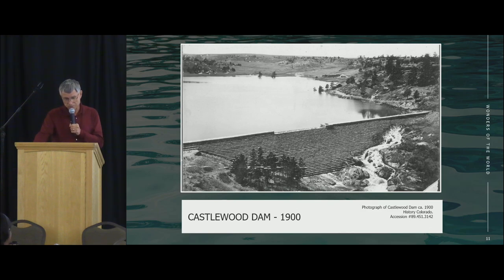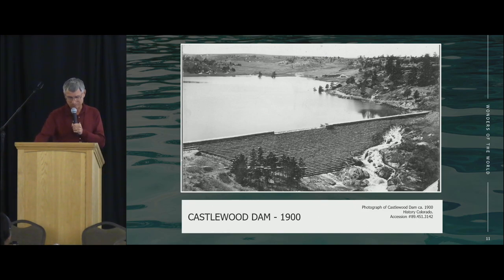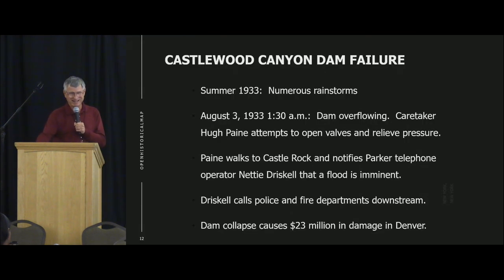You can see from this picture that the dam is starting to leak. And despite that, the engineer reassured everybody that the dam was safe, no danger of collapsing. So nobody worried about it after that, until 1933. In 1933, I think it was kind of a break in the Dust Bowl era. In any case, there were numerous rainstorms that hit the area at the time. And then on the night of August 3rd, or the morning of August 3rd, the dam started overflowing.